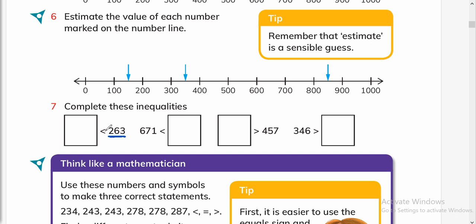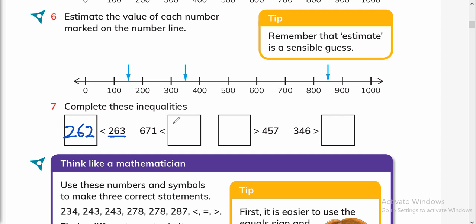263 is greater than what? 262. Or you can write any number that is less than 263. Now is it clear? 262 is less than 263. Okay, now 671 is less than, and 672 is greater than 671. You can write any number that is greater than 671. It can be 947 or any other number.